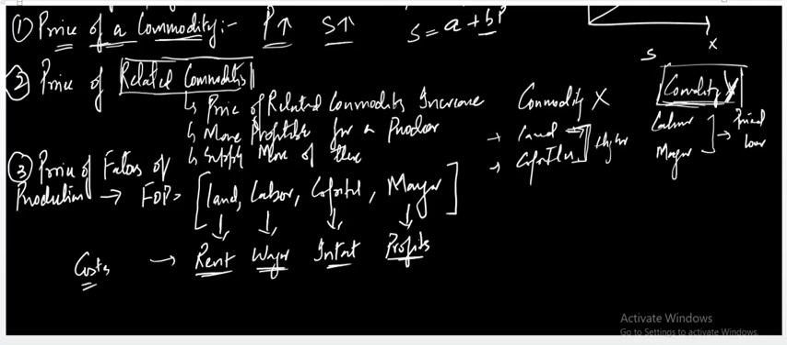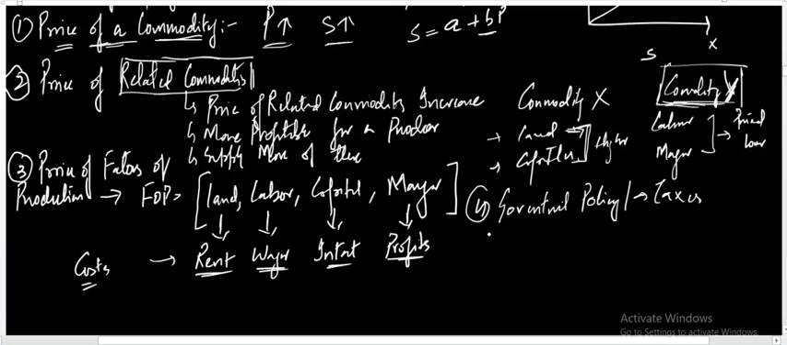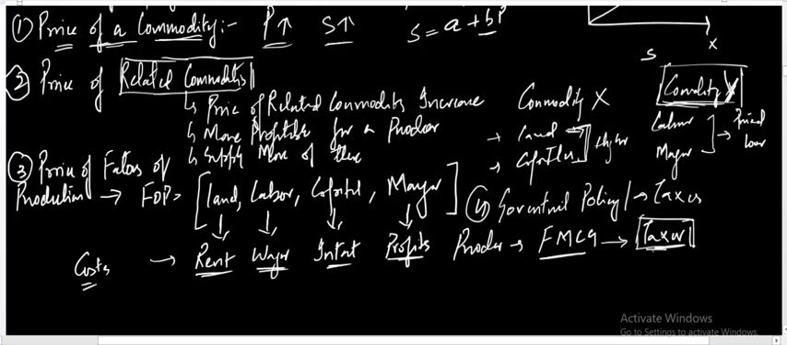Now, the fourth factor is the government policy. One of the important government policies is taxes. Suppose a producer is in the production of FMCG products, fast moving consumer goods, and the taxes have been increased by the regulator or by the government. Government has increased the taxation of the FMCG products.